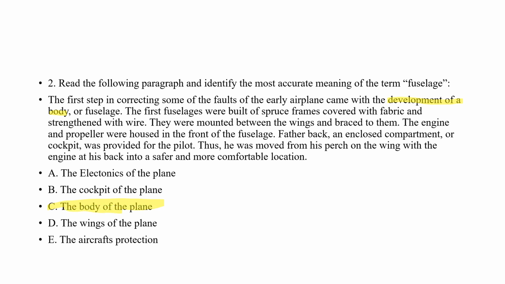If you wanted to be sure, you can understand, okay, well, it's built on spruce frames covered with fabric. They are mounted between wings, and we know that the body is mounted between wings. We know that the body has the engine and propeller in an old, old plane. So one of those like propeller planes that go like this, and this is the wing, and this is like the fuselage right here. And so pretty much you just have to kind of pay attention to that. It did pretty much tell you immediately.